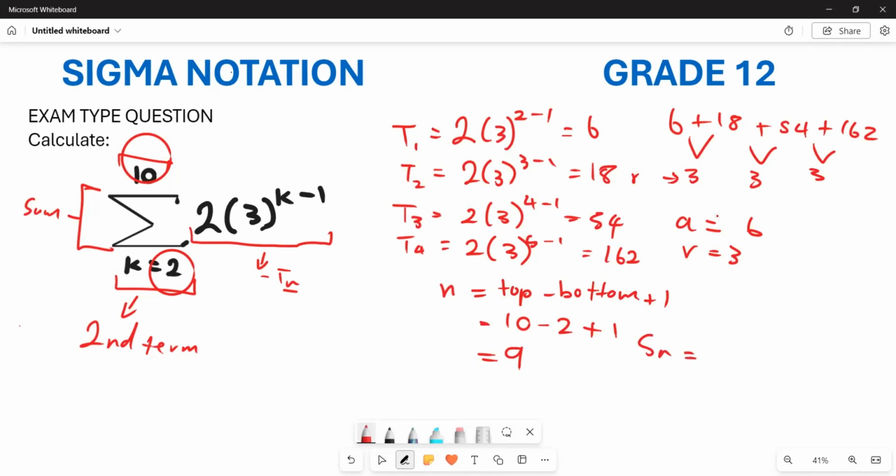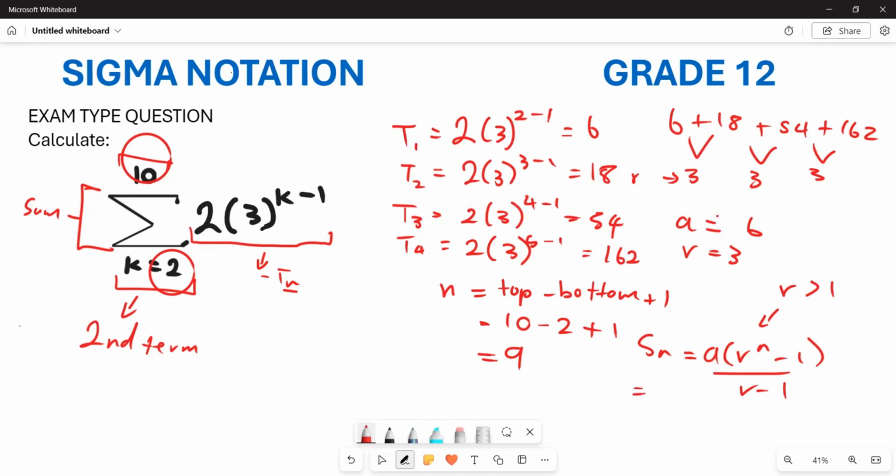So the Sn that you are going to write is going to be A into bracket R to the power n subtract 1 close bracket over R subtract 1. And why are we using this formula, and not the one that has 1 subtract R to the power of n? This is because the value of your R is greater than 1. Then you can simply just substitute.